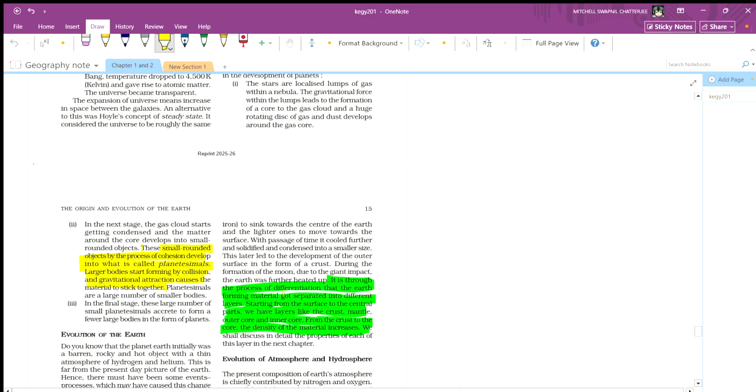It is through the process of differentiation that the earth is formed. The earth-forming material got separated into different layers, starting from the surface to the center. We have layers like crust, mantle, outer core and inner core. From the crust to the core, the density of the matter increases. As we go deeper, the density of the matter increases. Basically, that is what they are saying. Also, there is one more thing.